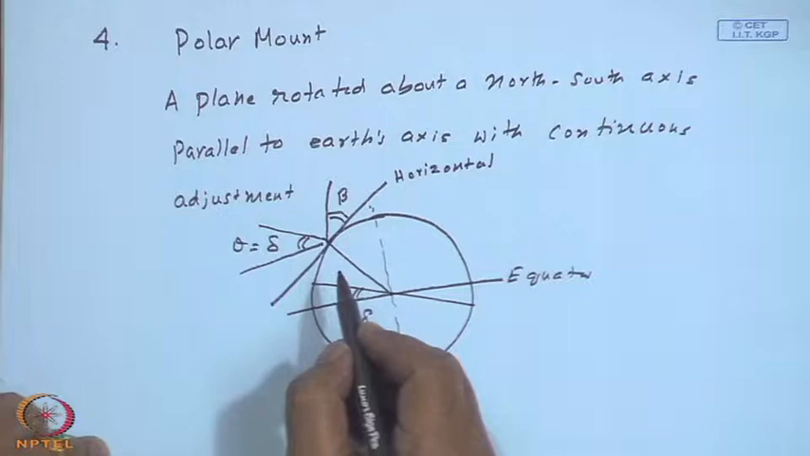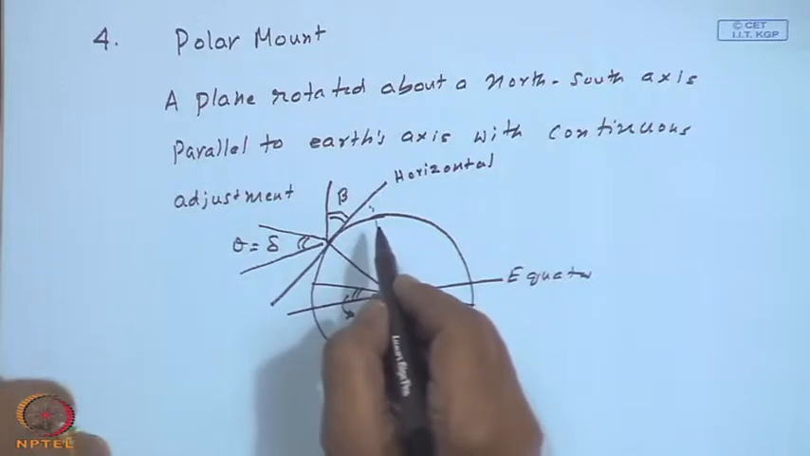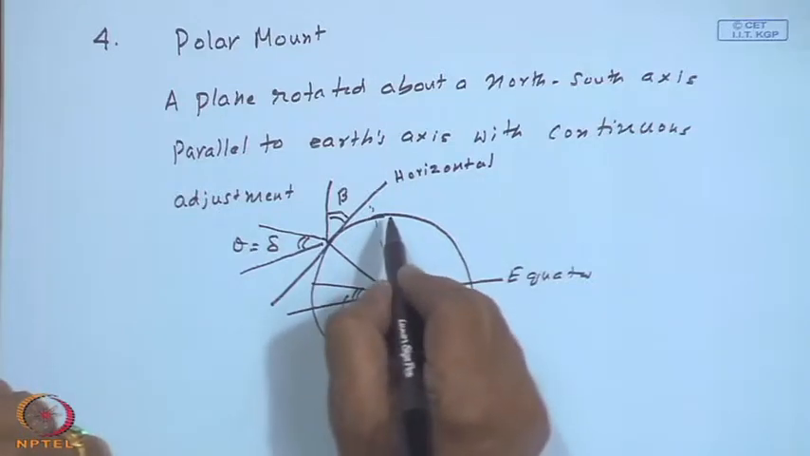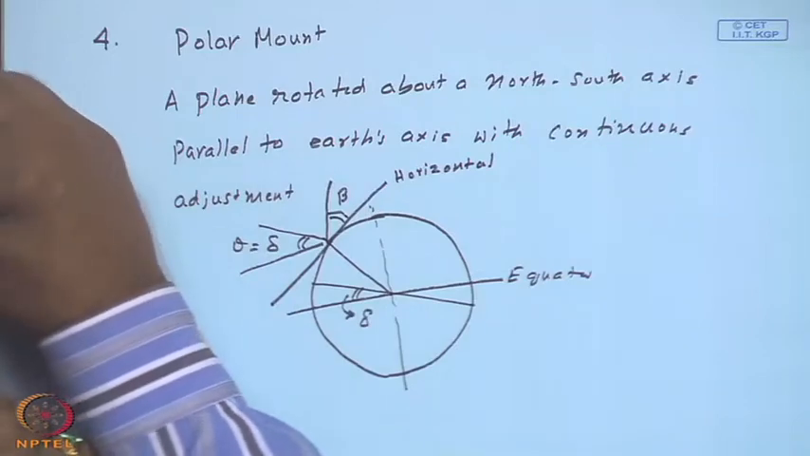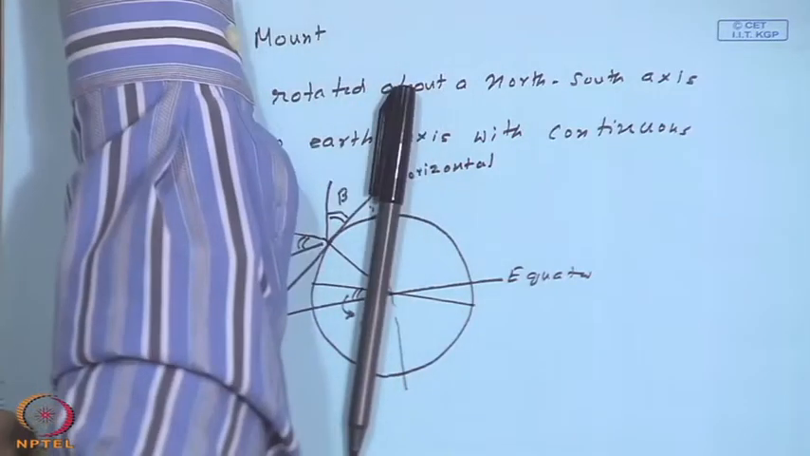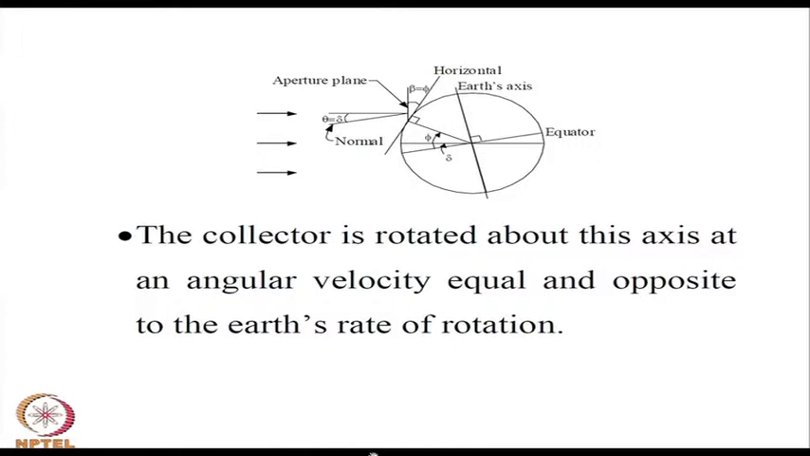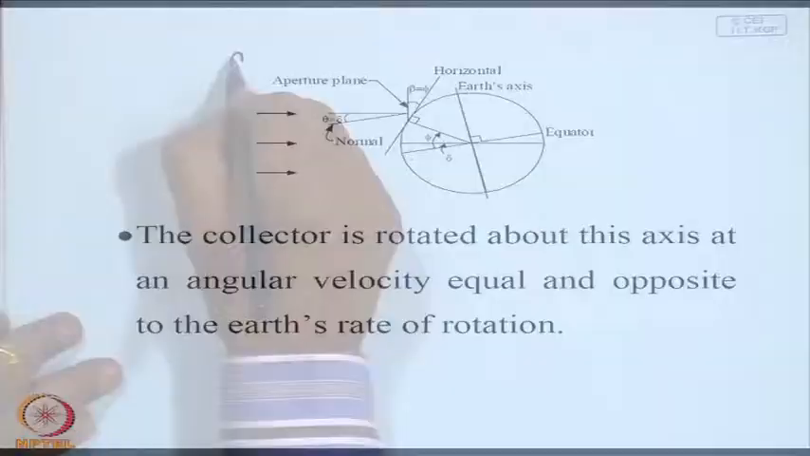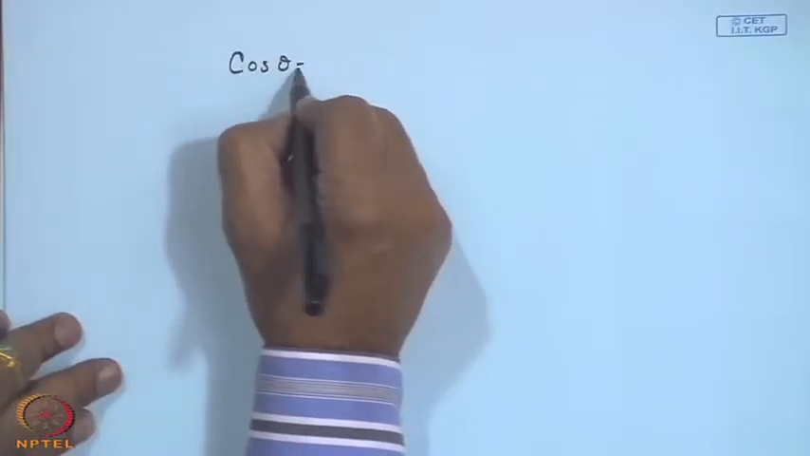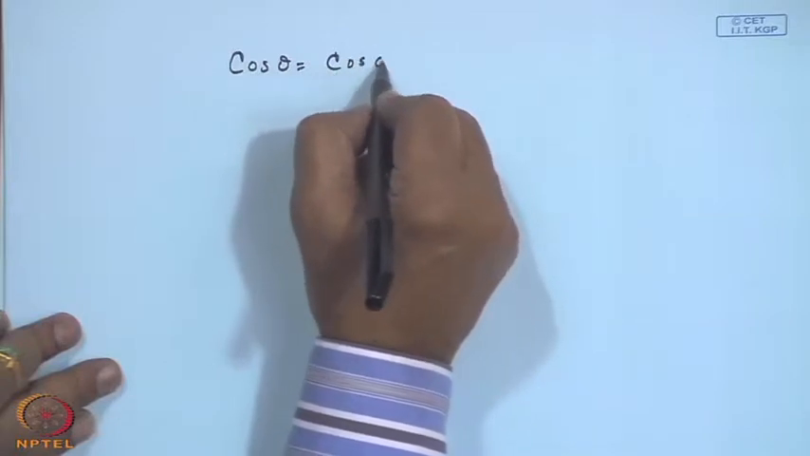You can focus on this figure a little longer. This is the Earth's axis, which is shown over here, and if you look carefully, the angles will be clear, and consequently your cosine theta will simply be equal to cos delta.